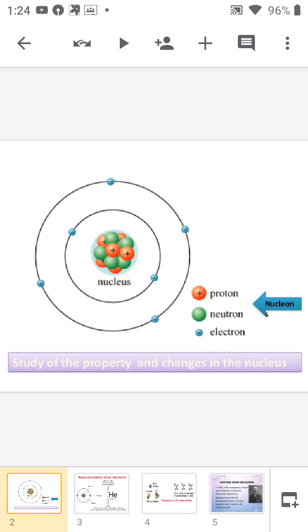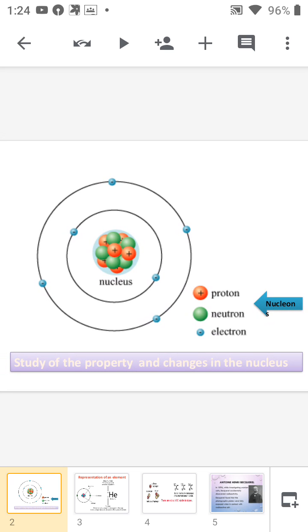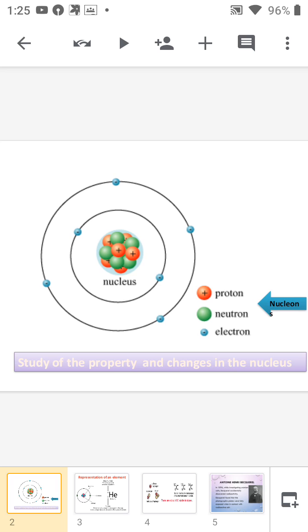So, we know that nuclear chemistry is the study of the properties and changes in the nucleus. And we know that the nucleus consists of protons and neutrons, and the whole mass of the atom is concentrated in a very small area, that is the nucleus. And the electron, which is a negatively charged particle, is revolving around the nucleus. So the protons and neutrons are collectively known as nucleons.